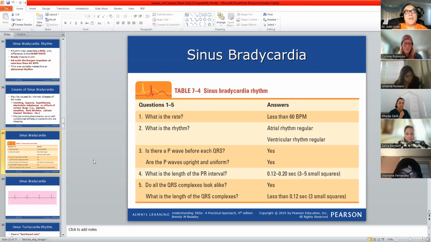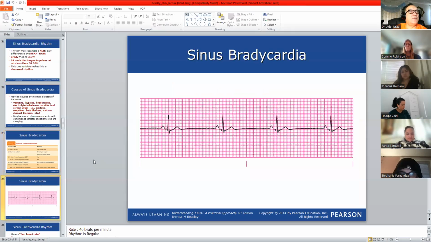So if you compare this slide with the normal sinus rhythm, you find that everything is the same, except that the first item, the heart rate, is less than 60 beats per minute. Flashcards are very important and helpful.